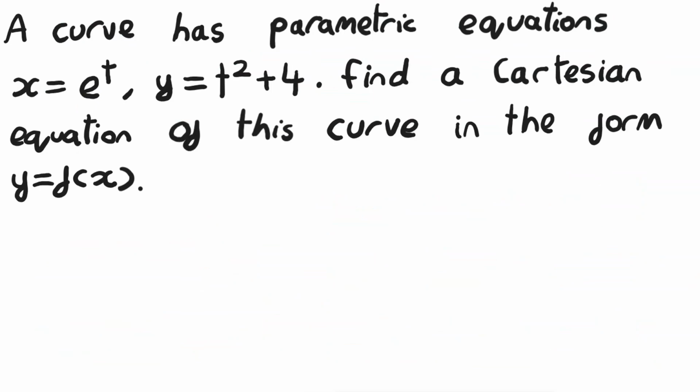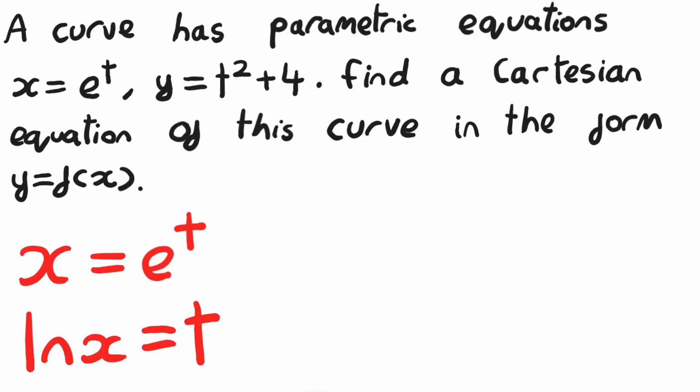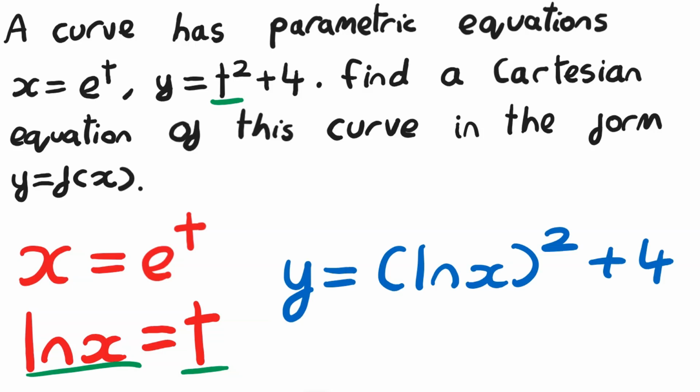Okay, here's another example where we're told a curve has parametric equations x is equal to e to the power of t and y is equal to t squared plus 4, and we need to find a Cartesian equation again. So let's do the same method as before. First, let's focus on the x parametric equation. x is equal to e to the power of t, and we need to make t the subject here. So we're just going to take the natural log of both sides, so it becomes the natural log of x is equal to t, and we've made t the subject. Now we're going to sub out this t for the natural log of x. So it becomes y is equal to, rather than t squared, the natural log of x squared, plus 4. So this is a Cartesian equation of the parametric equations in the form y is equal to f of x.